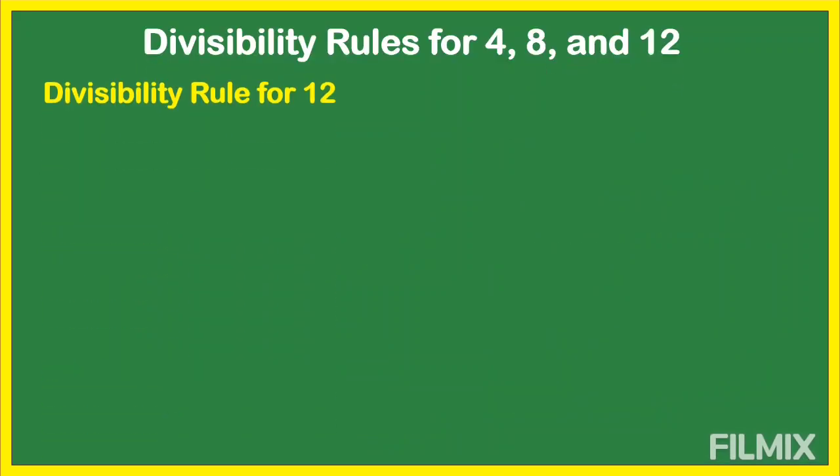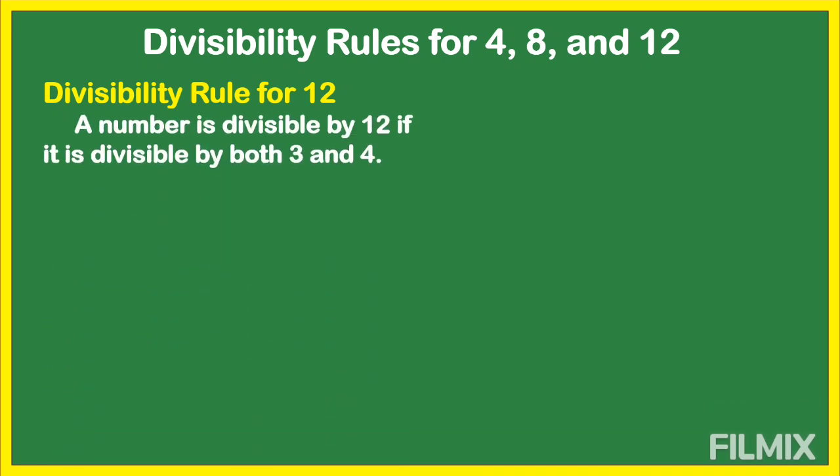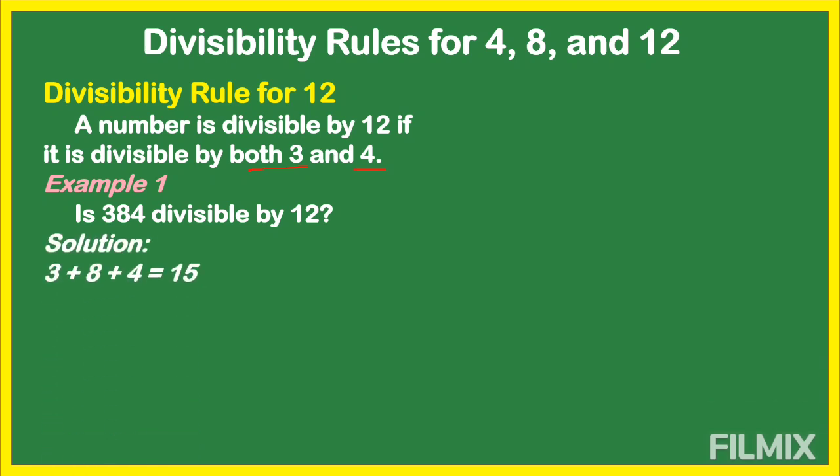Next is the divisibility rule for 12. How do we know that a number is divisible by 12? A number is divisible by 12 if it is divisible by both 3 and 4. So, for example, is 384 divisible by 12? Let's check. First, we're going to add all the digits to check whether it is divisible by 3. 3 plus 8 is 11, plus 4 is equal to 15. Is 15 a multiple of 3? 3, 6, 9, 12, 15. So 15 is a multiple of 3. 15 divided by 3 is equal to 5. So, 384 is divisible by 3.